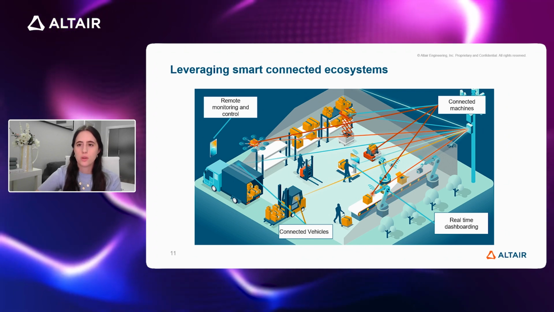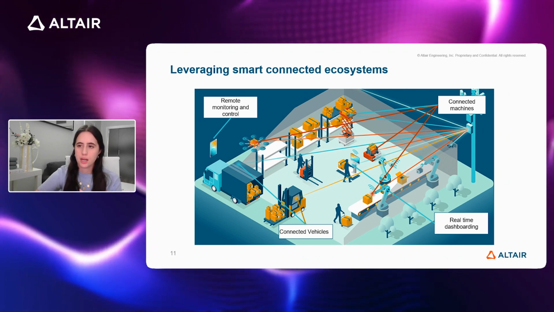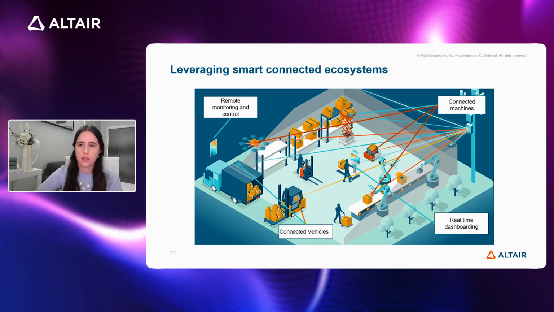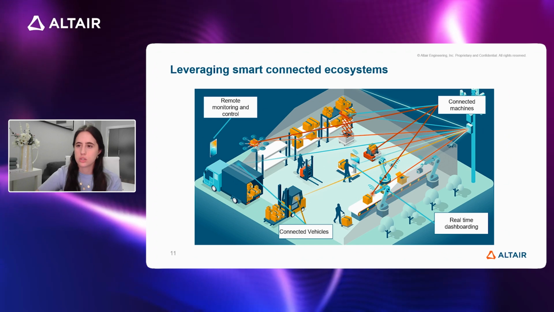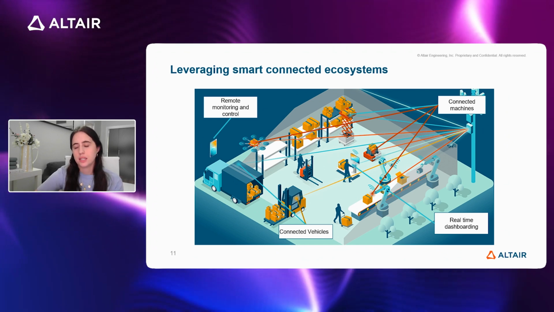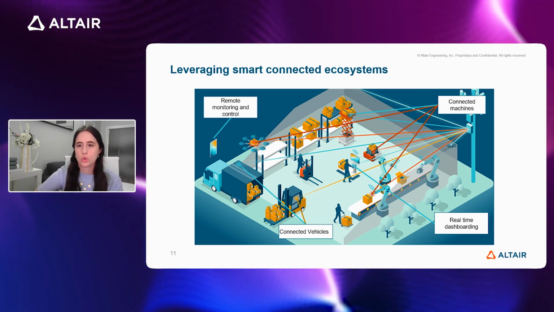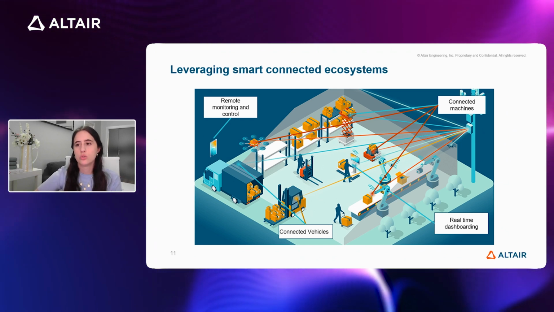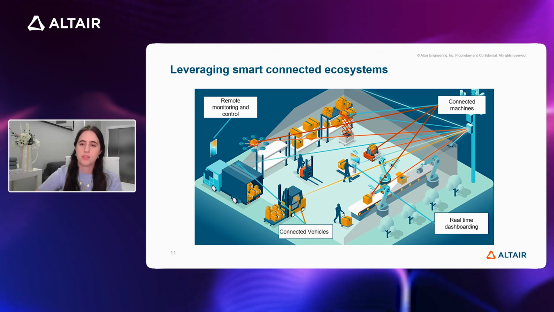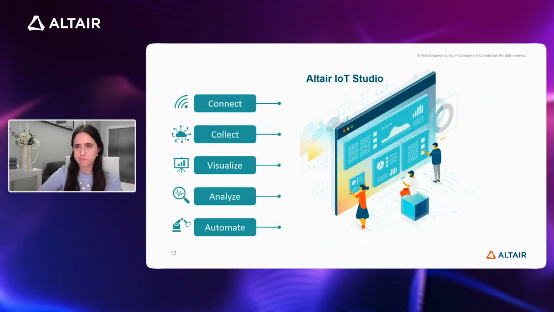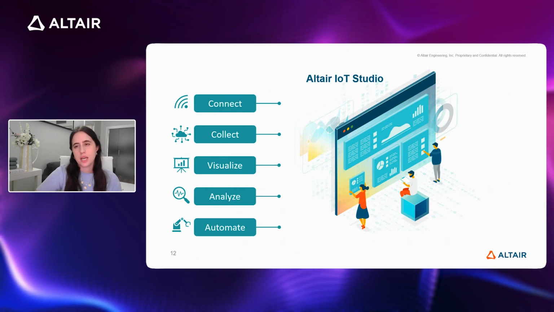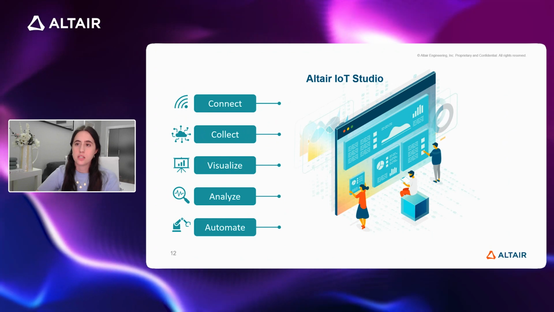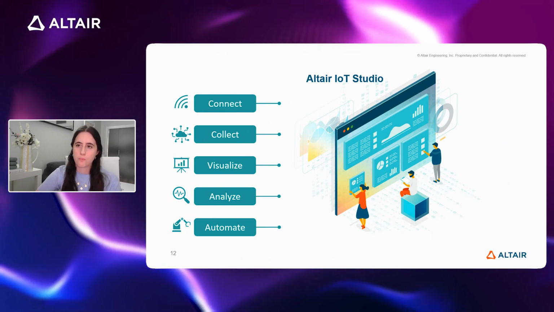So, for example, in this picture, what we are showing is a typical manufacturing connected ecosystem where all the assets are interconnected: the machines, the vehicles, the sensors. That way, all the data that they generate is used to perform remote monitoring and control, real-time dashboarding, but also to develop machine learning models that the company will use in the future. So all the steps that we've mentioned before when developing a digital twin process can be easily achieved using Altair IoT Studio.